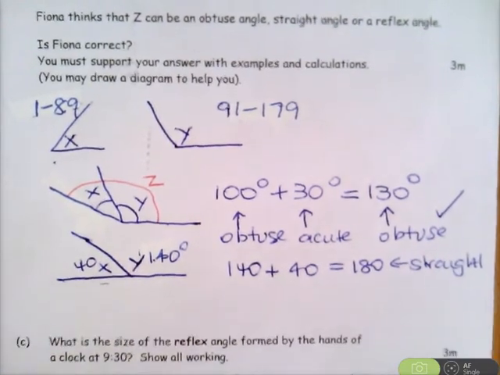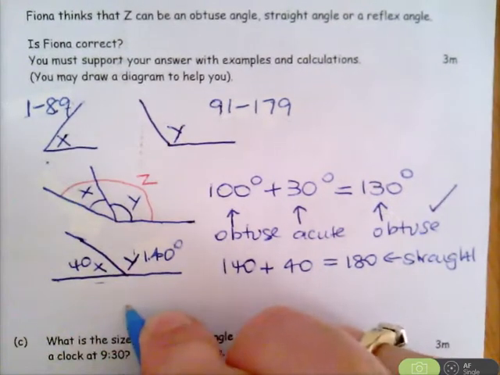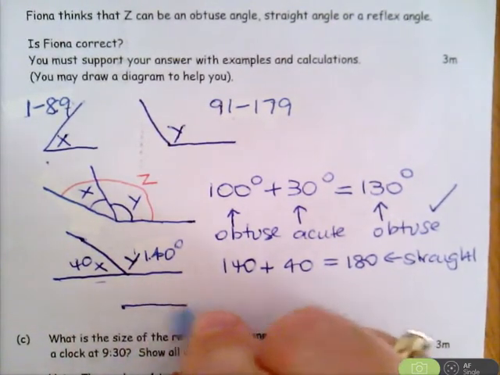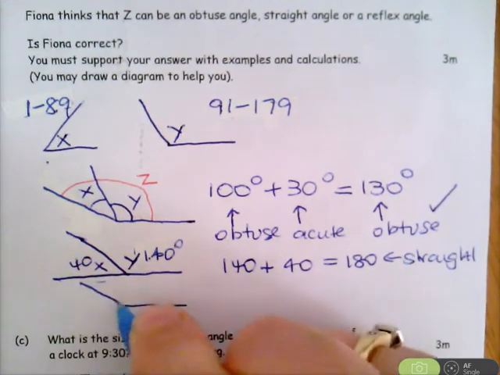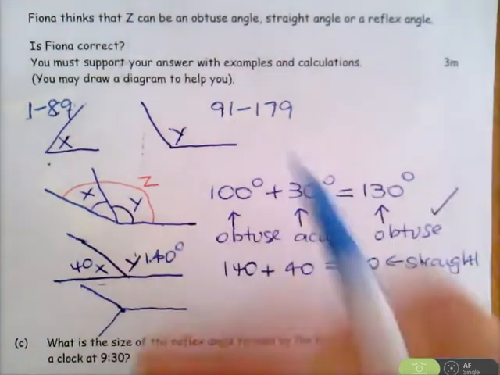Now, the last one, she thinks that the answer could also be a reflex. So what I'm going to do here, I'm going to do a really big obtuse angle and draw an acute angle as well.